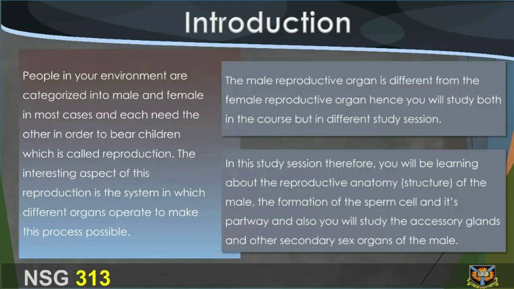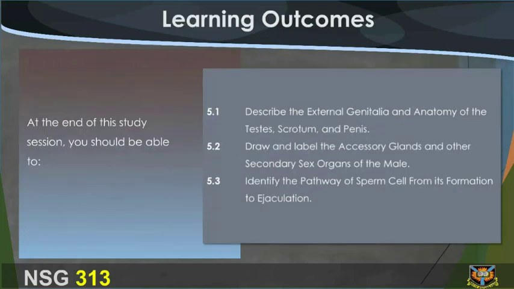In this study section, therefore, you will be learning about the reproductive anatomy and structure of the male, the formation of the sperm cell and its pathway, and also you will study the accessory glands and other secondary sex organs of the male. Learning outcomes. At the end of this study section, you should be able to: 1. Describe the external genitalia and anatomy of the testes, scrotum, and penis. 2. Draw and label the accessory glands and other secondary sex organs of the male. 3. Identify the pathway of sperm cell from its formation to ejaculation.